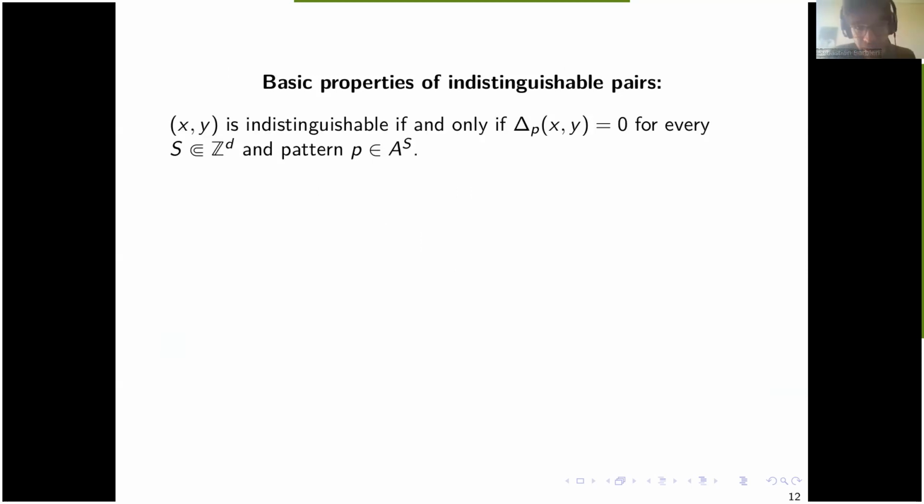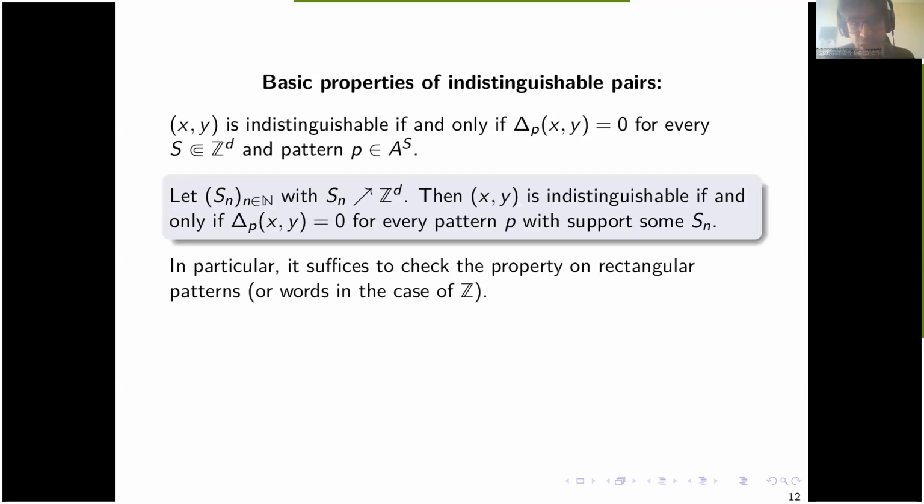So let me remind you of the definition. An asymptotic pair is going to be indistinguishable if and only if for every single support and pattern with that support, I see this pattern exactly the same number of times in X and in Y, where number of times means intersecting the different set. So just some very simple thing.